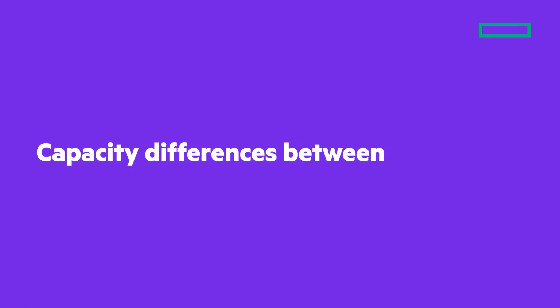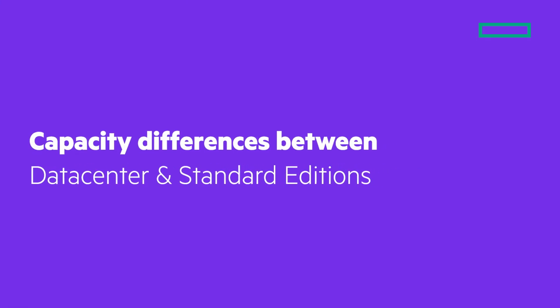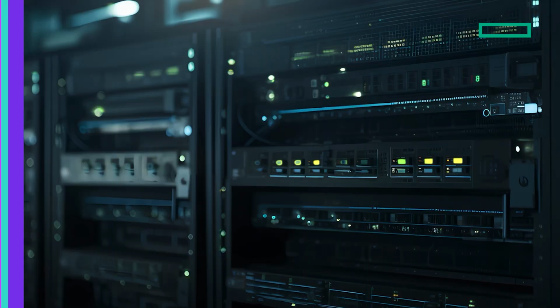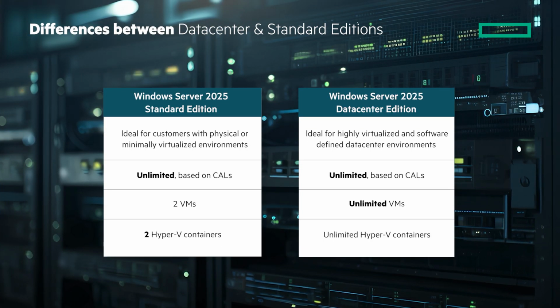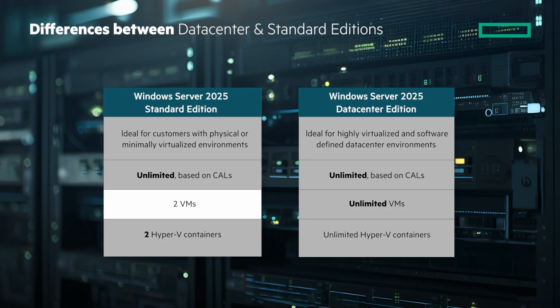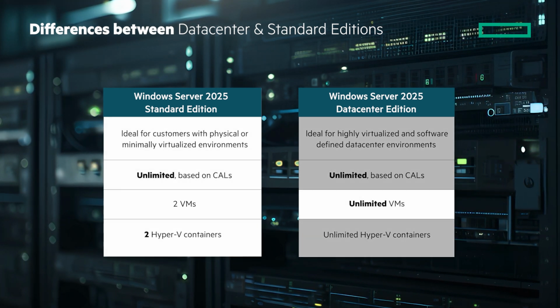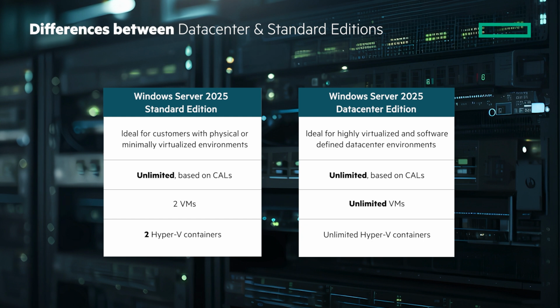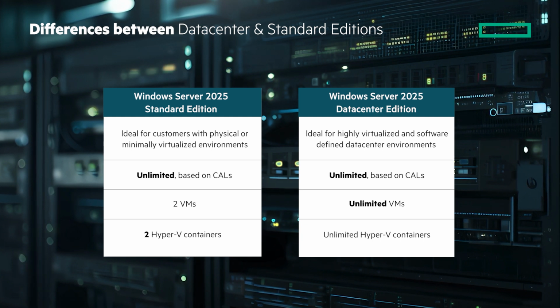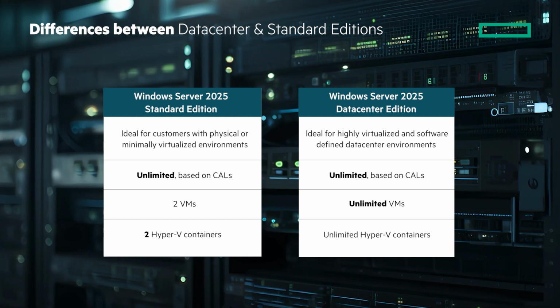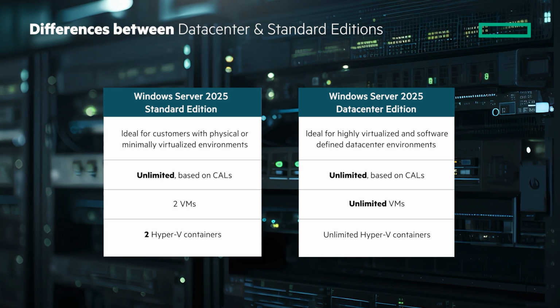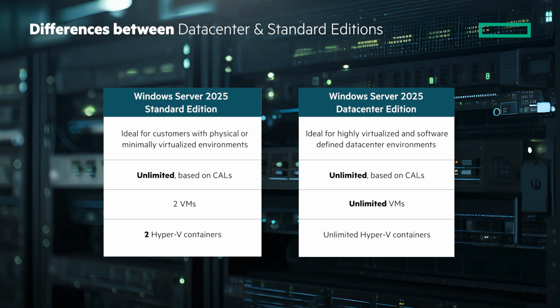Some of the key deciding factors in choosing Datacenter Edition rather than the Standard Edition is the capacity requirements for VMs, the number of storage volumes, and the data size for replication. While Windows Server 2025 Standard Edition is limited to 2 VMs, the Datacenter Edition is unlimited. There is the ability to add VM capacity to the Standard Edition, but it is more economical to purchase the Datacenter Edition if the requirement is for 6 VMs or more.